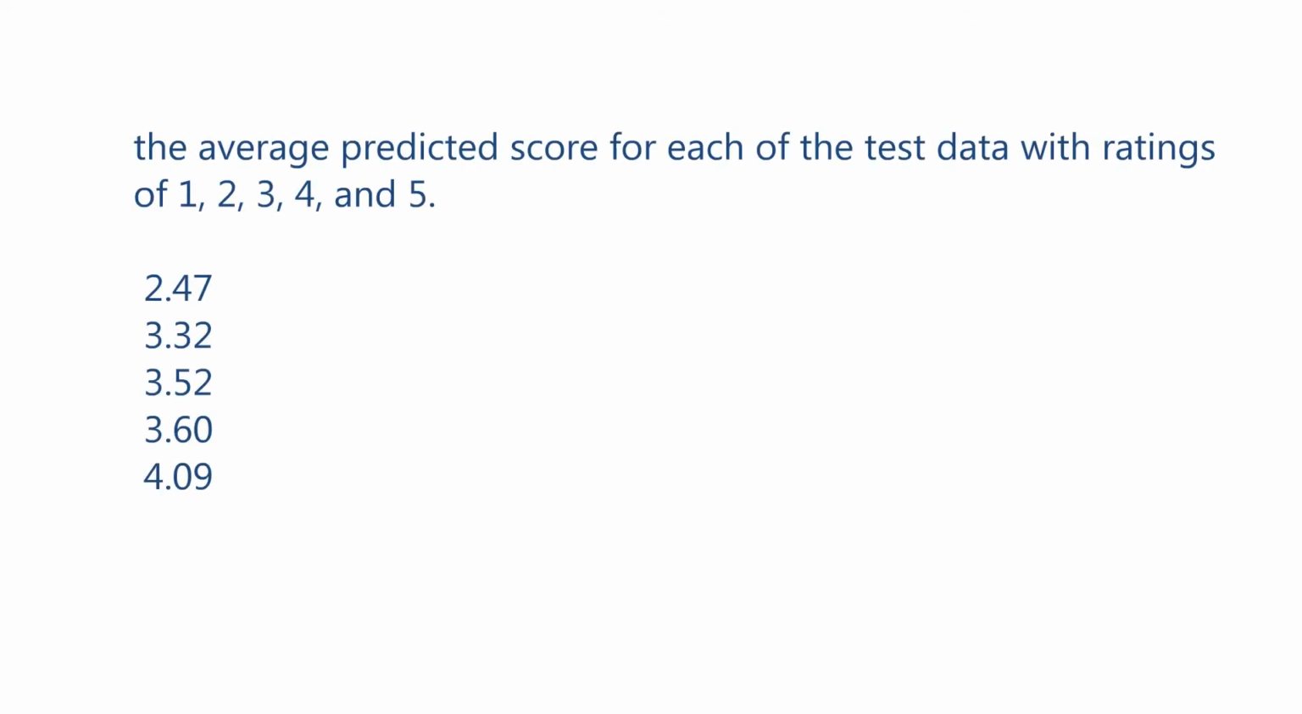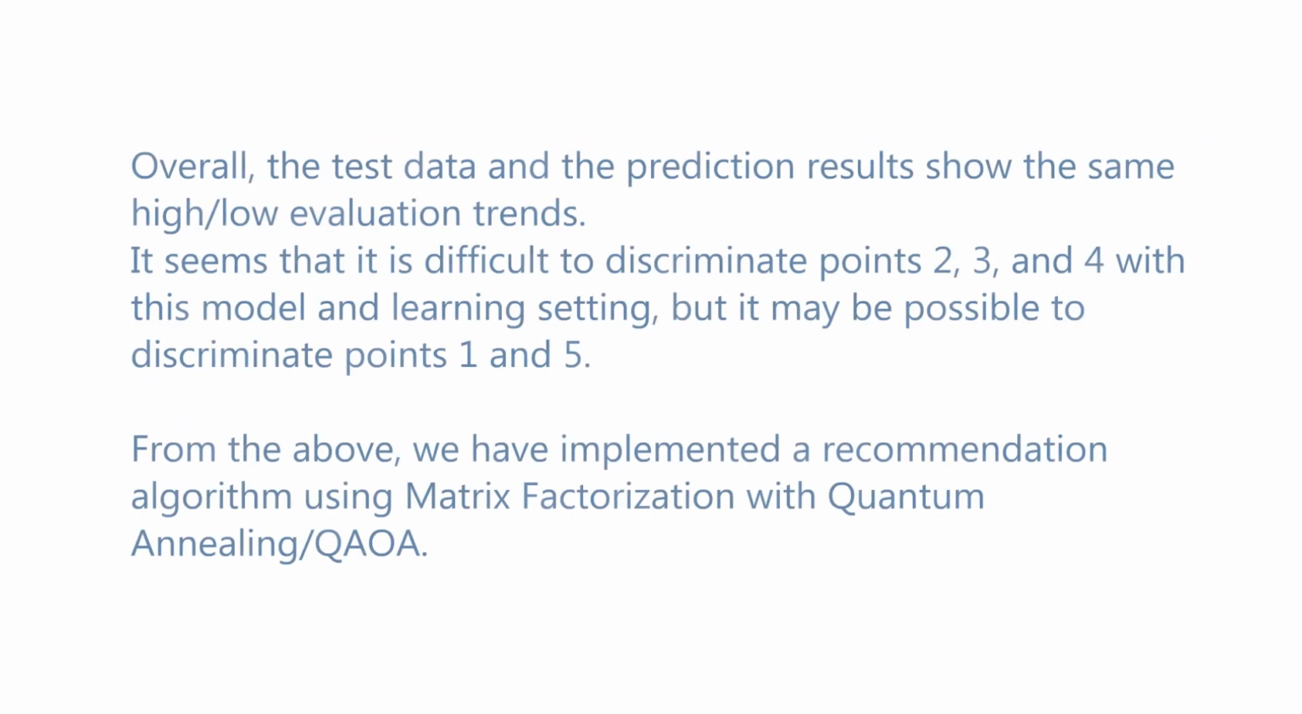The average predicted score for each of the test data with ratings of 1, 2, 3, 4, and 5 is 2.47, 3.32, 3.52, 3.60, 4.09. Overall, the test data and the prediction results show the same high-low evaluation trends. It seems that it is difficult to discriminate points 2, 3, and 4 with this model and learning setting, but it may be possible to discriminate points 1 and 5.